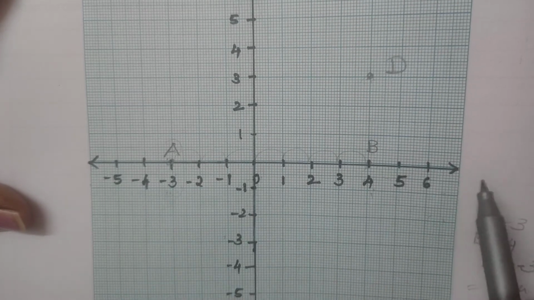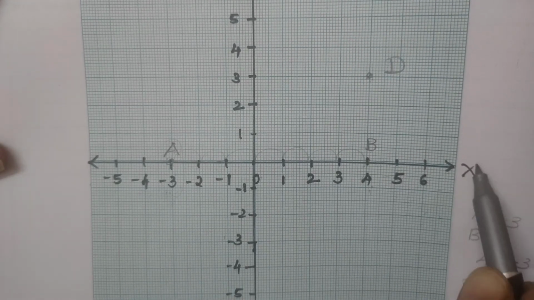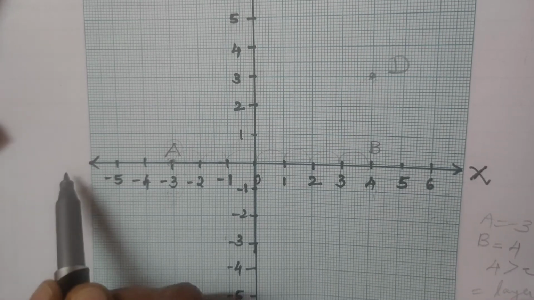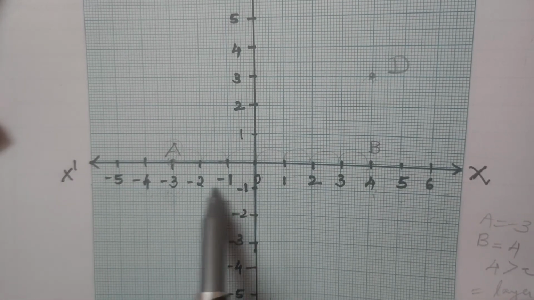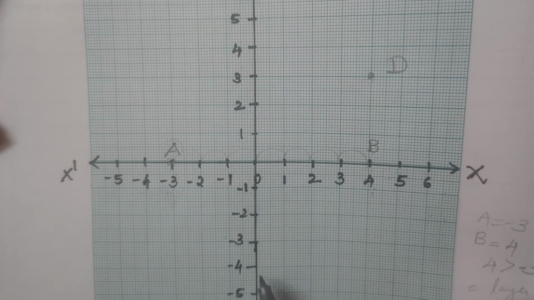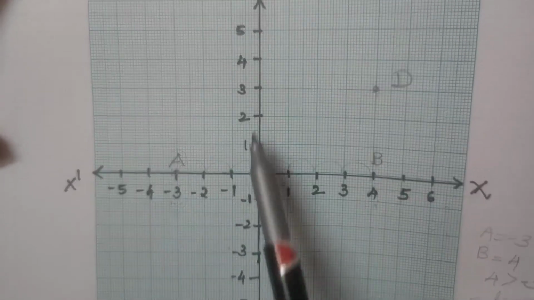Now what do we say this one as? The x axis. And this is what? X dash. Why are we saying x dash? Because here we all have negative symbols. Similarly here we all have positive.